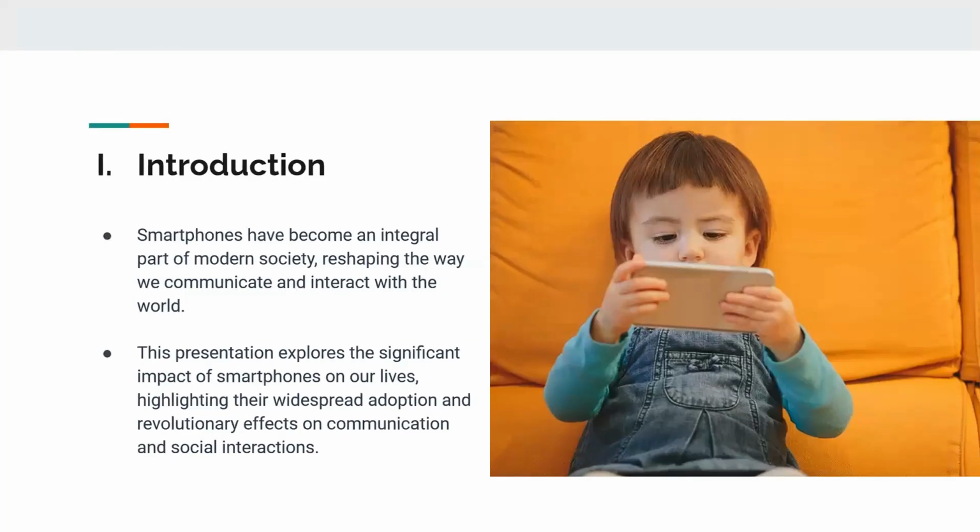I'll start by introducing you the topic. The appearance of smartphones has brought about a profound transformation in our society, reshaping the way we communicate, interact, and navigate through our daily lives. These pocket-sized devices have become an integral part of modern civilization, revolutionizing various aspects of our social life. This presentation explores the significant societal impact of smartphones, delving into their positive contributions, potential drawbacks, and the responsibility to strike a balance between their benefits and challenges.